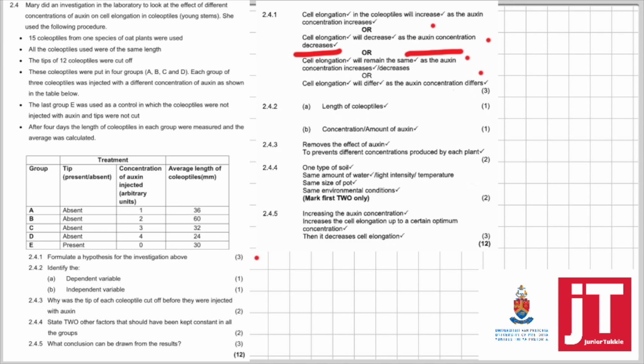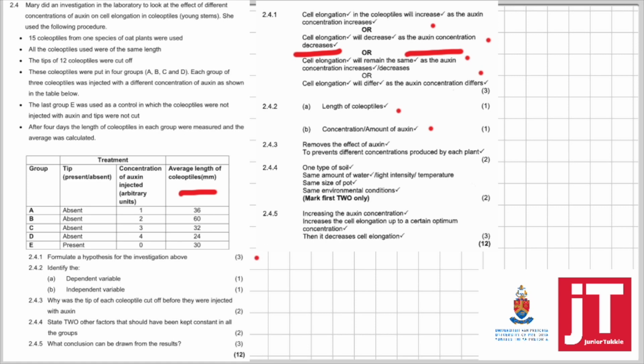2.4.2. Identify the dependent variable. What are you measuring? You are measuring the length of the coleoptiles, okay? Which is obviously cell elongation. Identify the independent variable. What are you controlling? The concentration of the auxin. Here the memo also accepts amount.